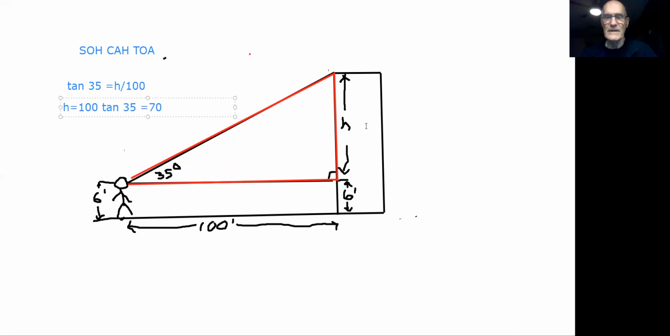So if I have 70 there, so that means this part right here is 70. So my building has a total height of 76 feet. Now, these are the two basic type of problems that we worked on today. Tomorrow we're going to do a little exercise out on the football field to determine the height of some of the light poles on the football field using these same types of concepts.